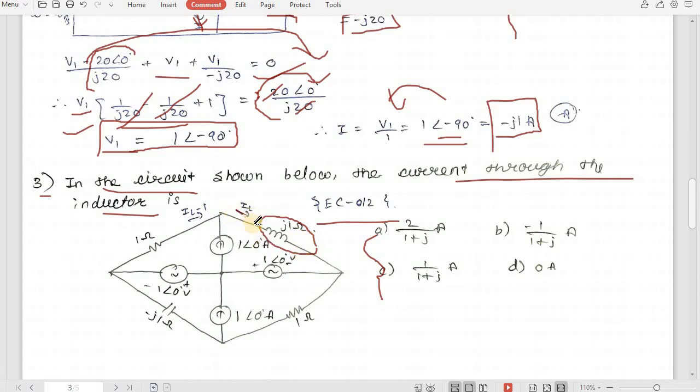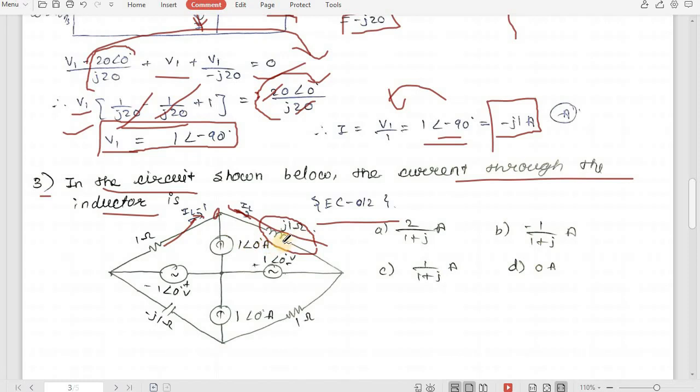We have to get this IL. Here you can see we have the current. The current through this branch is 1 angle 0 degree ampere. So if we apply KCL at this node, we can find the current IL. This is 1 ampere, so this current must be IL minus 1. As you can see, if we add IL minus 1 plus 1, it will be IL, right? So now we know this branch current, this branch current.